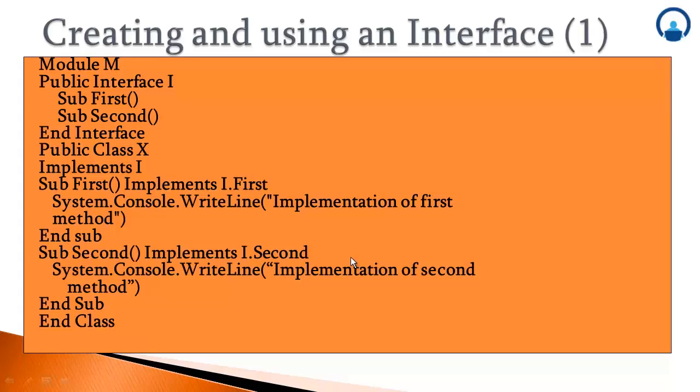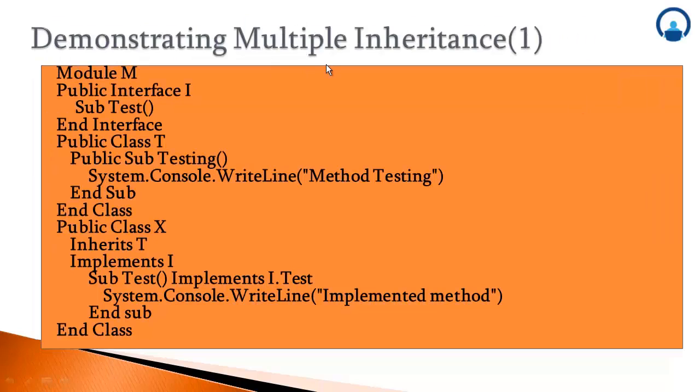A class cannot inherit from two other classes, but it can inherit a class and implement an interface. Multiple inheritance is not supported in VB.NET. However, it can be achieved with the help of interfaces. So, we'll see one example which shows how multiple inheritance is achieved in VB.NET.